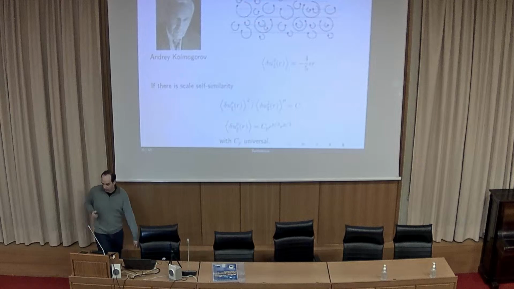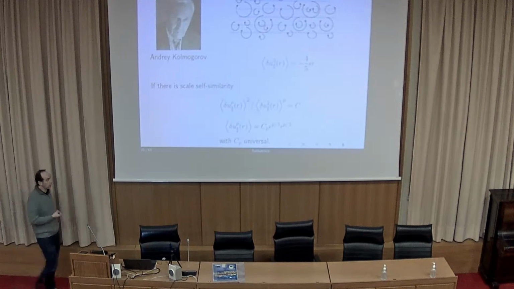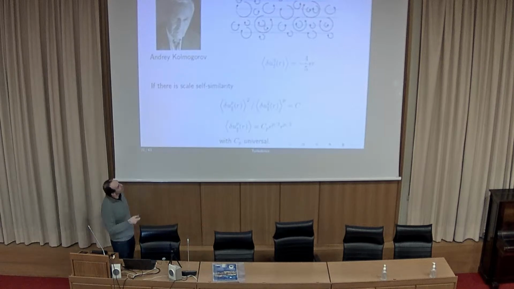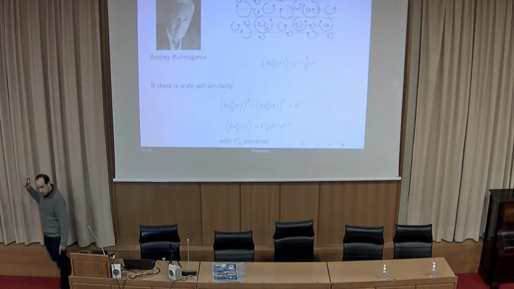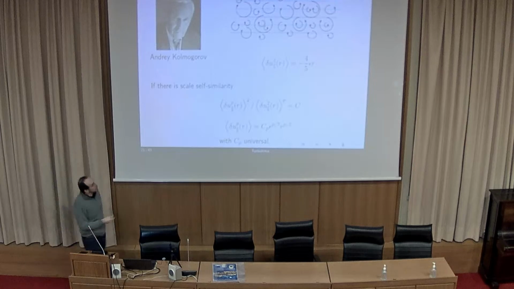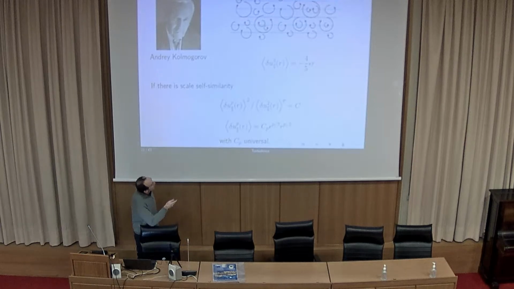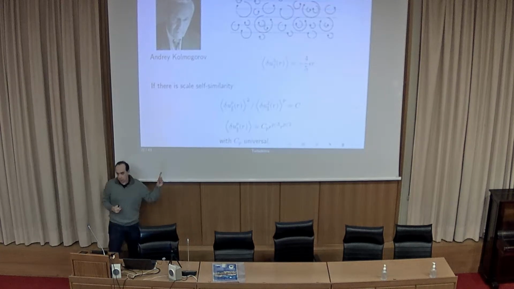Okay, so let me explain what's going on. Kolmogorov was a mathematician. He did not present what I showed you before. What Kolmogorov could prove, and that's a theorem, is that this relation holds: the third moment of the parallel velocity difference, so you take a point here, a point here, project the velocity along this direction, find the difference and raise it to the third power, is proportional to minus 4/3 times epsilon times r. That's a theorem. You can neglect forcing and viscosity, and it should hold.